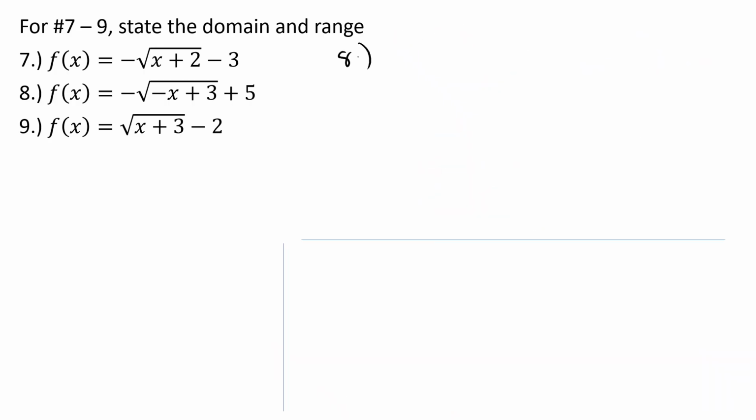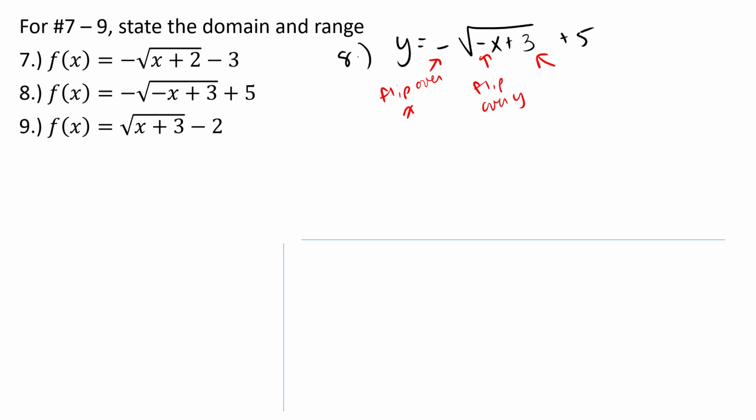Number 8. Okay, so this looks fun. Alrighty, so we have a lot of stuff going on. We have a flip over the x-axis followed by a flip over the y-axis. Now this I would normally say is left 3, but we know we've got that weird flip and then the order of our transformations there, so that's actually going to be a right 3, and this will be up 5.